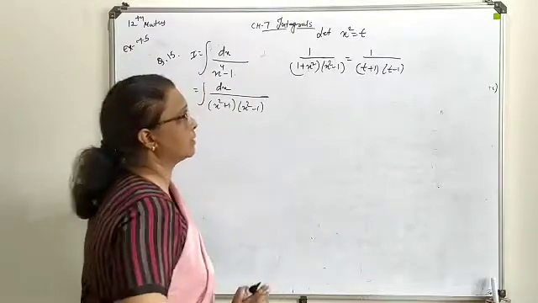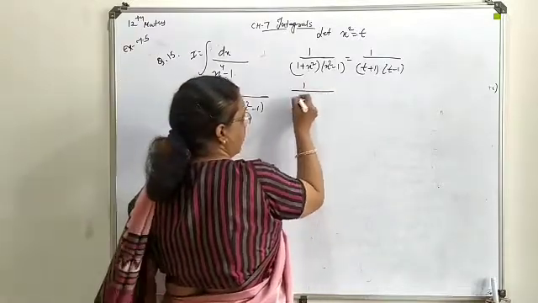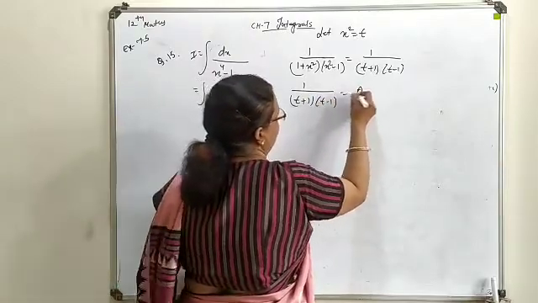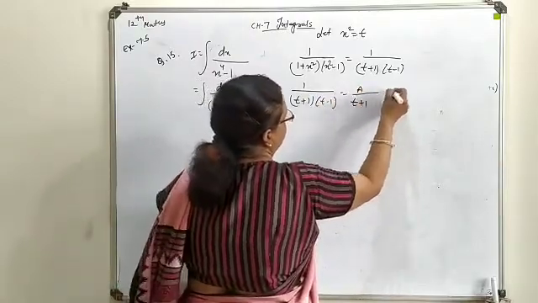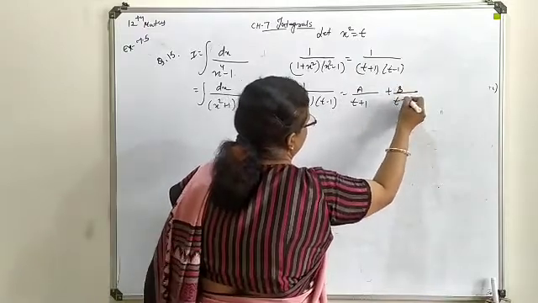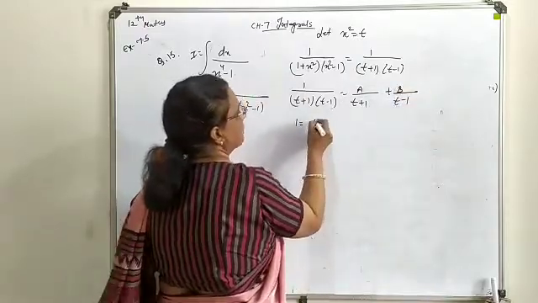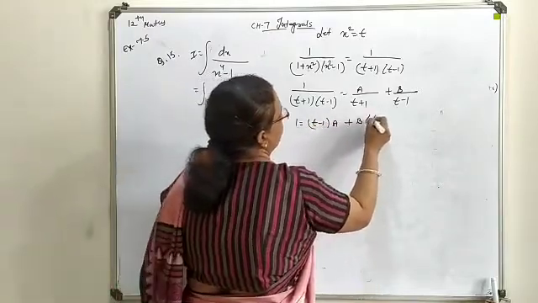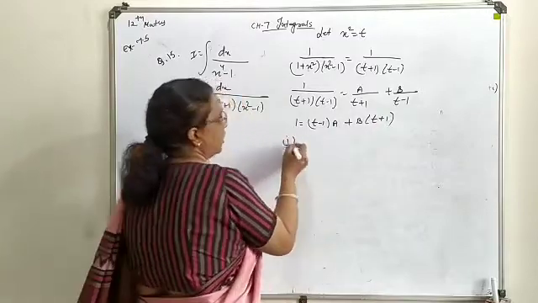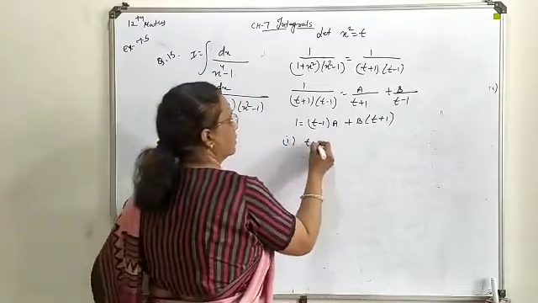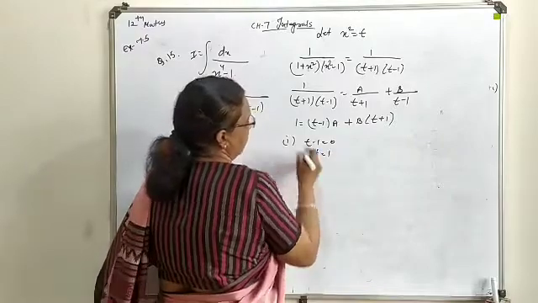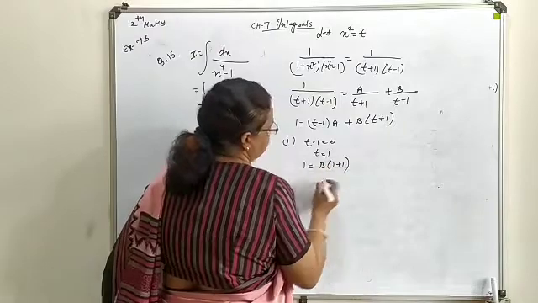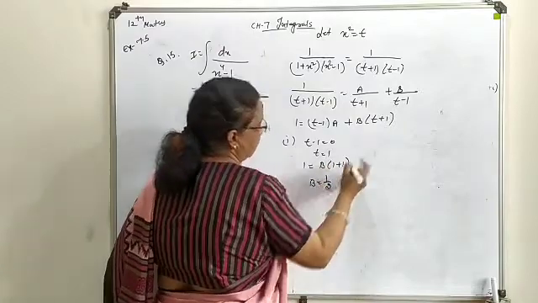This is to be written in partial fraction form. So separately these two are to be treated. This is a upon t plus 1 plus b upon t minus 1. Go for taking LCM. This will give you t minus 1 into a plus b, t plus 1. As a normal case we write t minus 1 equal to 0, meaning t is equal to 1. So this is 1, this will be 0. This is b, 1 plus 1. So b is coming out as 1 by 2.